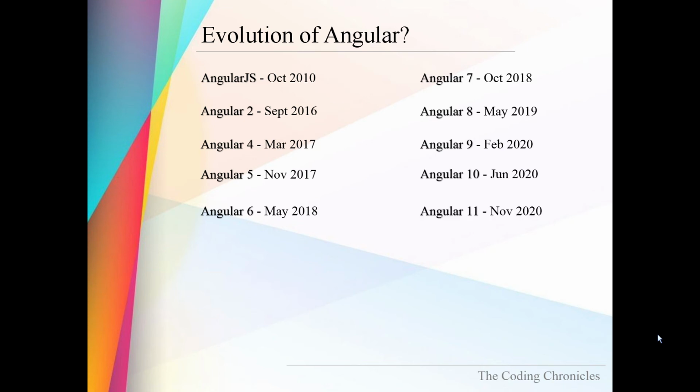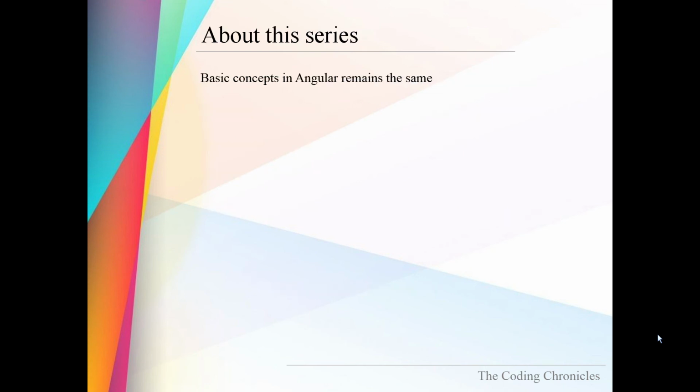But as of today, the latest version of Angular is Angular 11, which we will be using throughout this series. Also, please do refer to the official Angular page for further documentation. Even though different versions of Angular are being released twice a year, the basic concepts remain the same. So by following this series, you will be able to keep up with the newer versions of Angular easily.